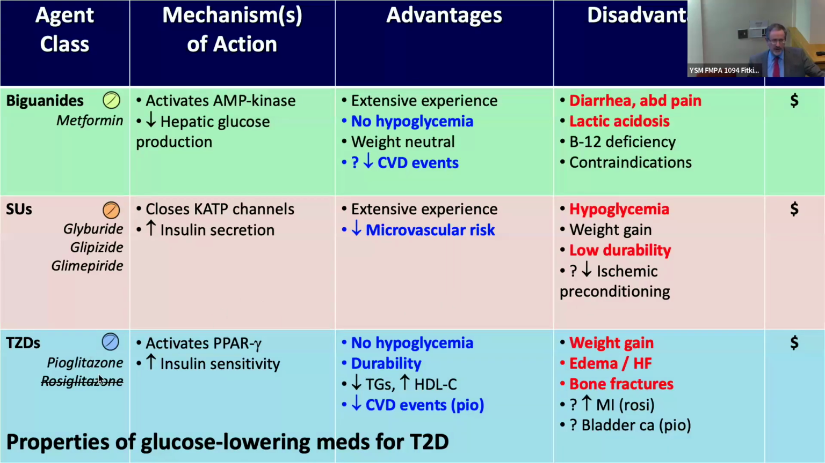The TZDs are the glitazones. Pioglitazone is the only one that's still on the market. Also no hypoglycemia, better durability. The analogy that I like is that it's an afterload reducer for the pancreas because it makes the body more sensitive to insulin. The body has to make less insulin, and it's more durable than certainly the sulfonylureas. And there's also evidence, some from Yale, that the TZDs, specifically pioglitazone, reduce cardiovascular events.